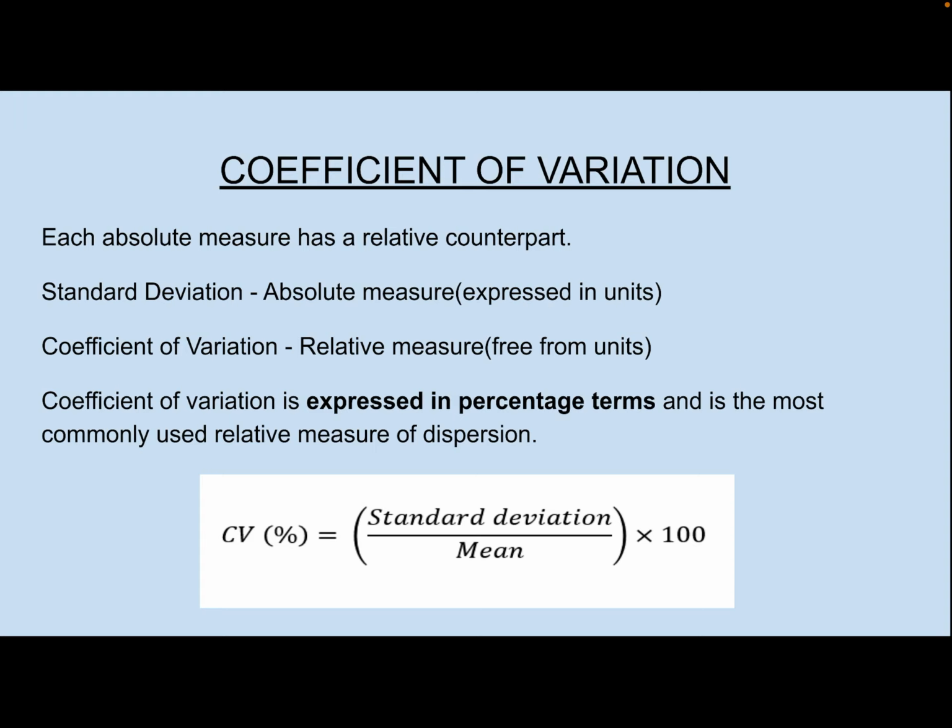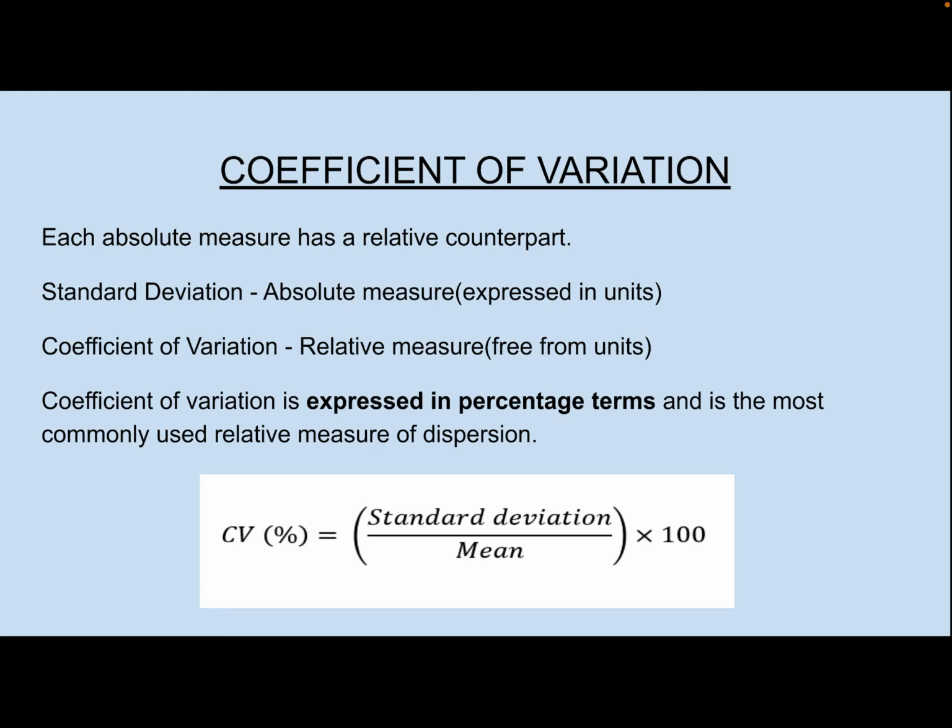So standard deviation for individual series can be calculated using 4 methods, and standard deviation for continuous series can be calculated using 3 methods. Remember students, standard deviation is an absolute measure. So you always need to write down the unit of measurement which has been given in the question.